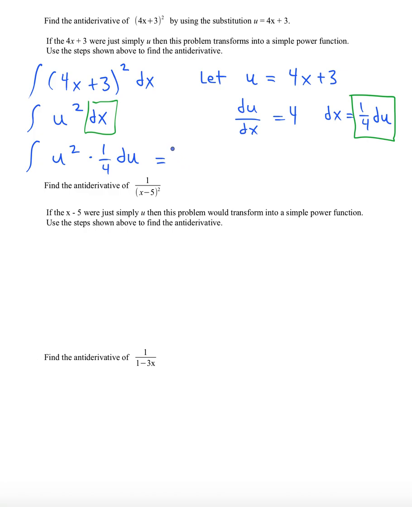Next, let's find an antiderivative. Our last step is to replace u with our original definition of it. u stands in place of 4x plus 3. So that's going to be our final answer.